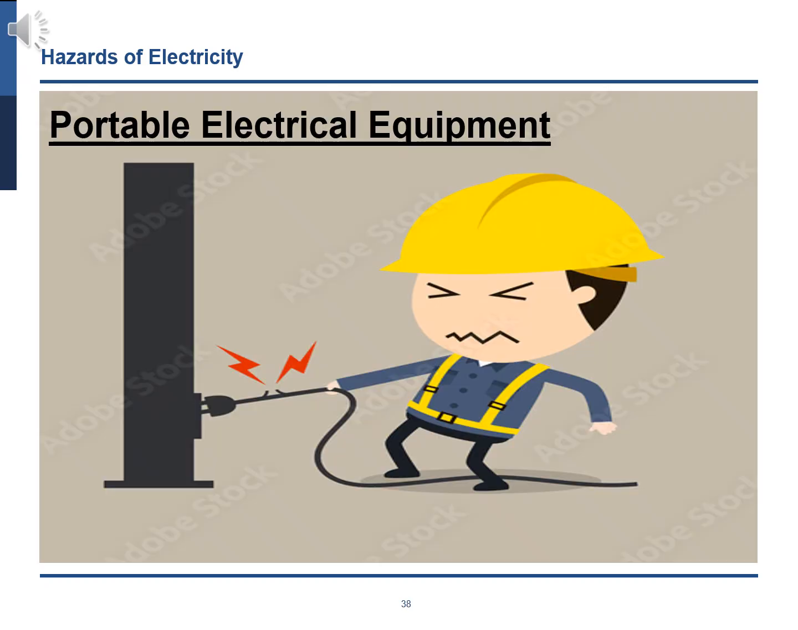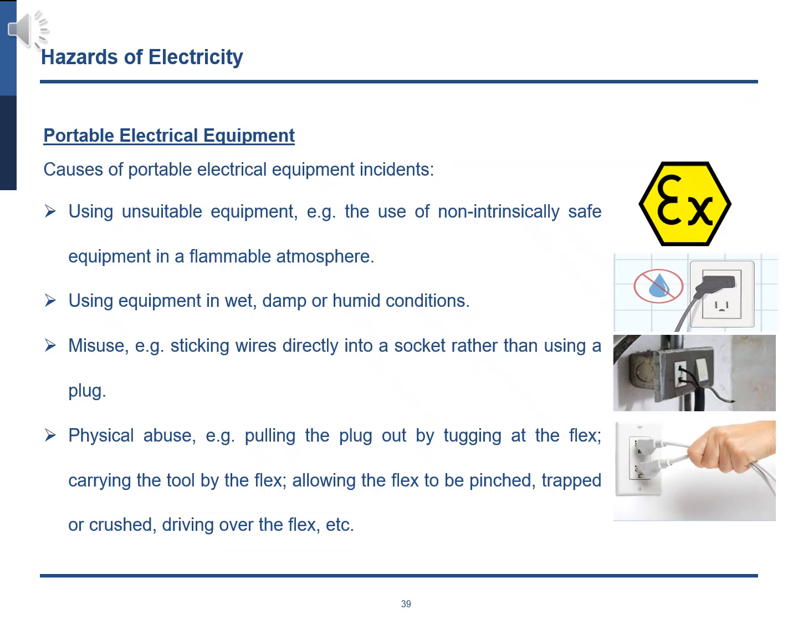Portable electrical equipment. Causes of portable electrical equipment incidents. Using unsuitable equipment, e.g. the use of non-intrinsically safe equipment in a flammable atmosphere. Using equipment in wet, damp, or humid conditions. Misuse, e.g. sticking wires directly into a socket rather than using a plug. Physical abuse, e.g. pulling the plug out by tugging at the flex, carrying the tool by the flex, allowing the flex to be pinched, trapped, or crushed, driving over the flex, etc.